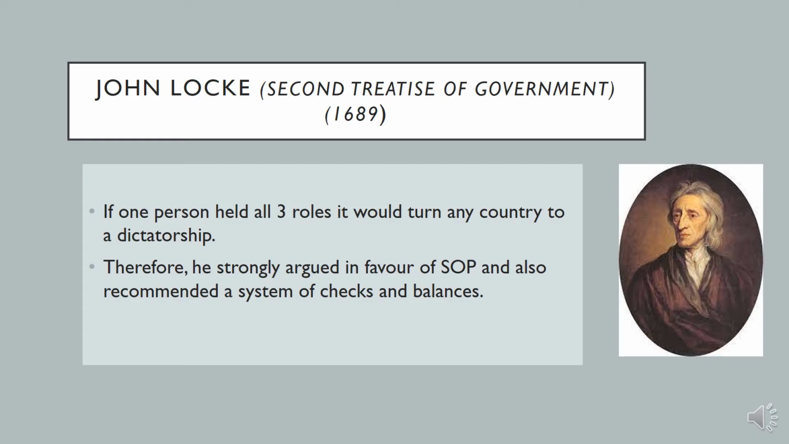After Aristotle, in 1689, John Locke in his second treatise of government follows Aristotle's opinion, and he says if one person held all 3 roles it would turn any country to a dictatorship. Therefore, he strongly argued in favor of separation of powers and also recommended a system of checks and balances. We will talk about these checks and balances later on in the video.